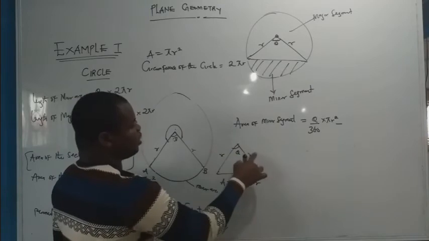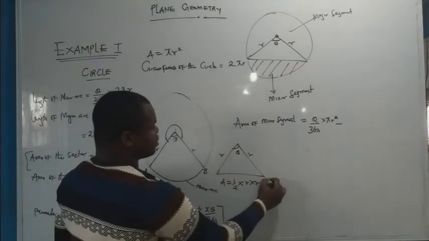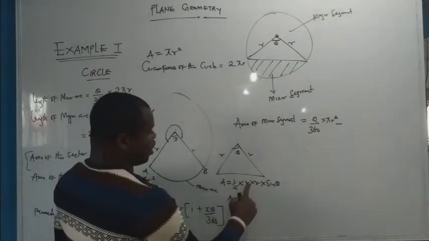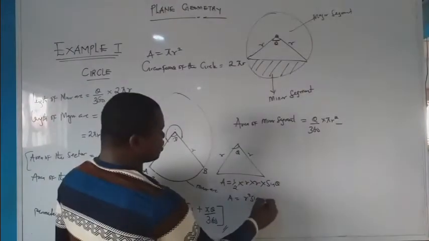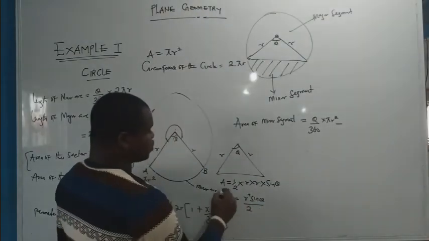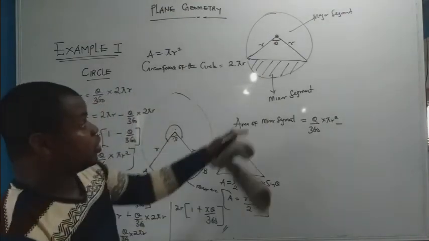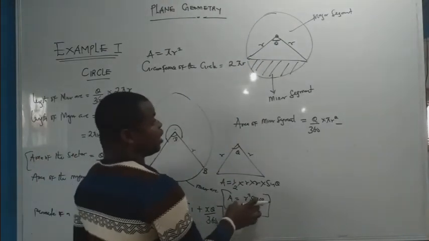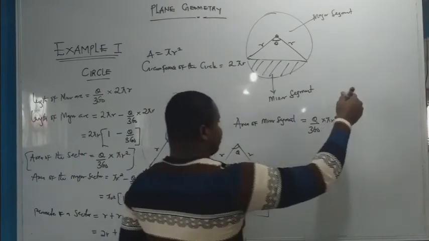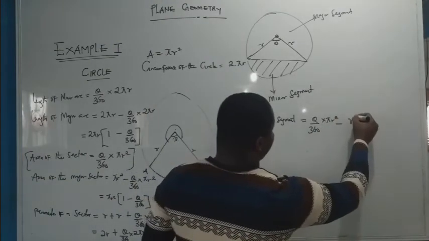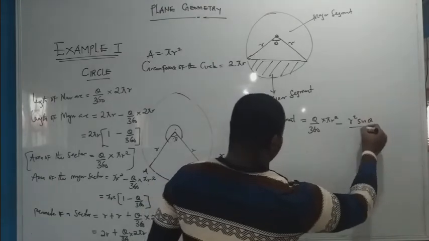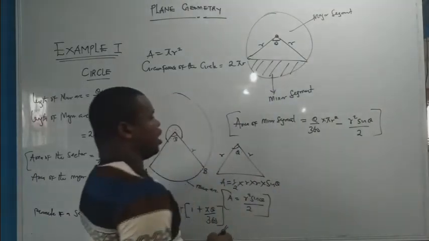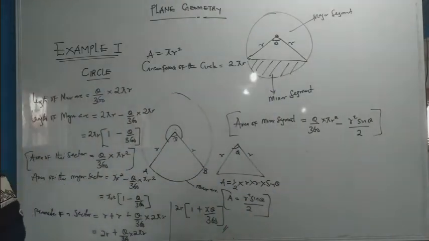So it's half times this side times this other side. So half times your radius, times the radius, then times sine theta, that's the angle in the middle. So we have r squared sine theta over 2. This is the area of the triangle in the sector. Put this formula in to get the area of the minor segment: theta over 360 times pi r squared minus r squared sine theta over 2. This is the formula to calculate the area of the minor segment.